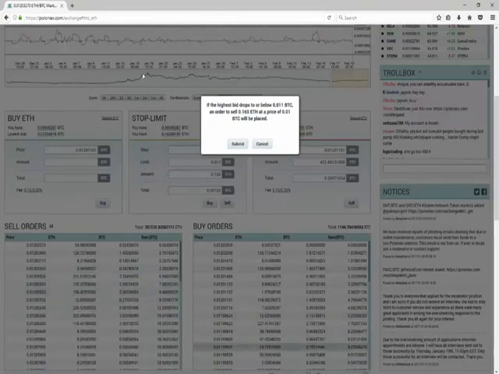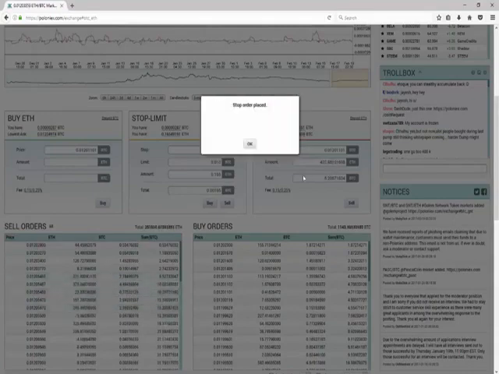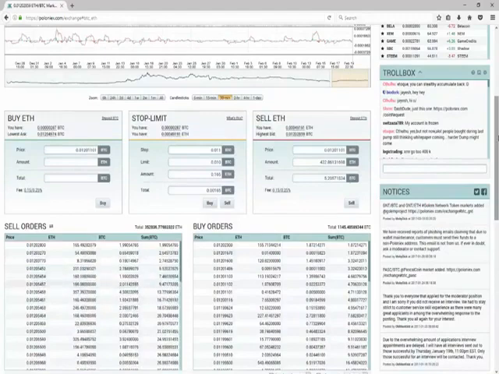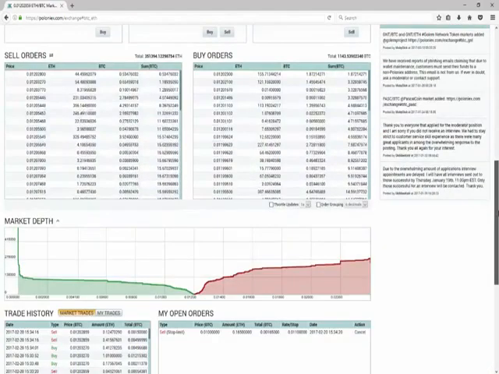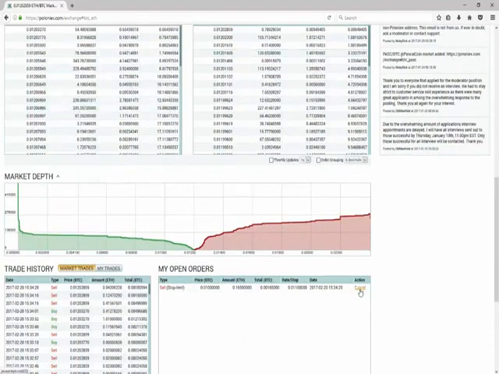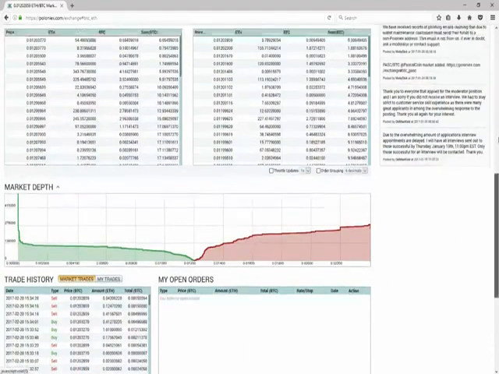So it's showing me if the highlight bid drops to or below 0.011, an order to sell 0.165 ETH at a price of 0.01 BTC will be placed, right? So that'll ensure that my order gets executed with the least amount of slippage, because sometimes if the market's moving fast and you have a big dump, your order might not get executed at all. So that's what that stop limit is for. So I'm just going to cancel this. And I'll show you how to transfer funds.